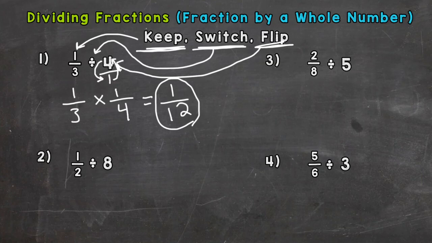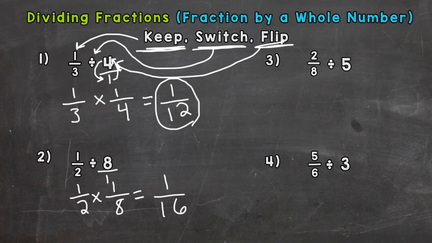So let's take a look at number 2. 1/2 divided by 8. So we keep, switch, and then we need to flip 8 over 1. So it's actually 1/8. Now we can go straight across. 1 times 1 is 1. 2 times 8 is 16. The greatest common factor between 1 and 16 is 1. So we are simplified and done. 1/16.